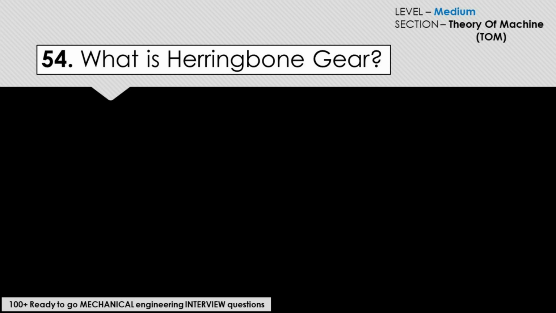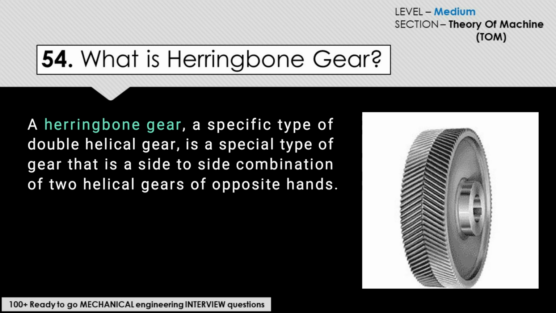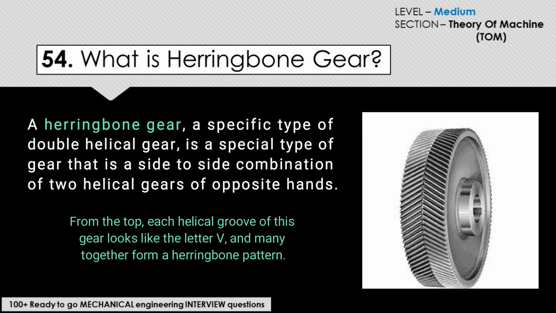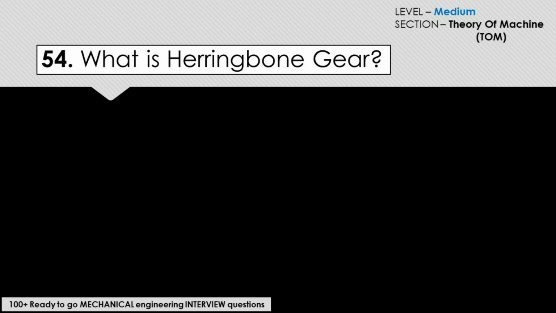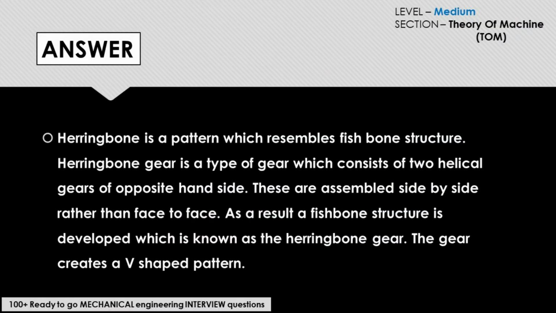What is a herringbone gear? A herringbone gear is a specific type of double helical gear. It is a special type of gear that is a side-to-side combination of two helical gears of opposite hands. From the top, each helical groove of this gear looks like the letter V, and many altogether forms a herringbone pattern. So the answer to this question would be, herringbone is a pattern which resembles fish bone structure.